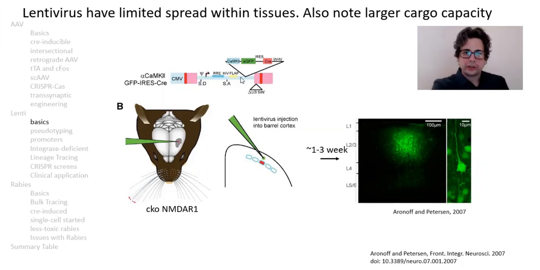But this particular study used it to inject this virus into a single barrel in the mouse primary somatosensory cortex and deliver Cre, which would then knock out the NMDA receptor while maintaining the other nearby barrels intact. And this is a thing that this particular construct would excel at, which is this localized infection here, while still delivering a pretty decent amount of construct and gene expression.